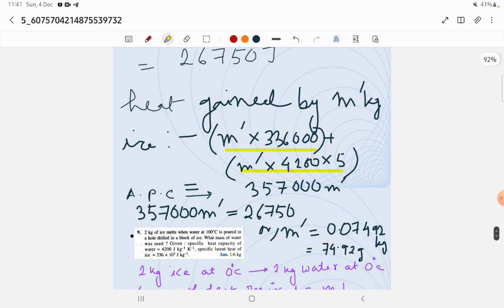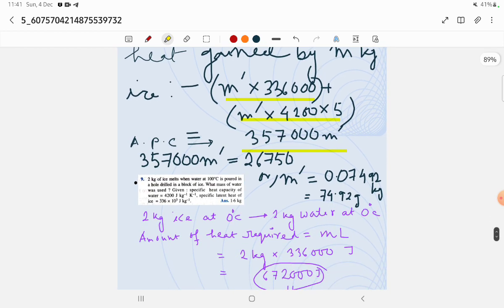So you will add all these things. This is the amount of heat energy gained. Again you have to write according to the principle of calorimetry, heat lost equals heat gained. So heat lost is this and heat gained is this. You will equate them and find out m dash.